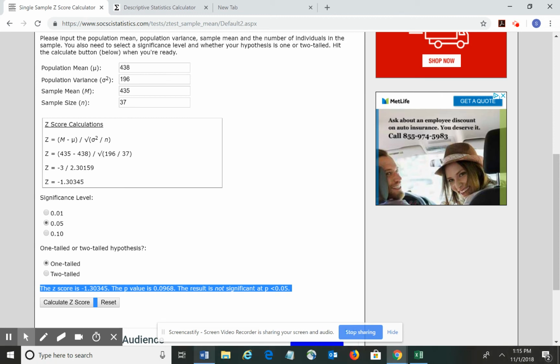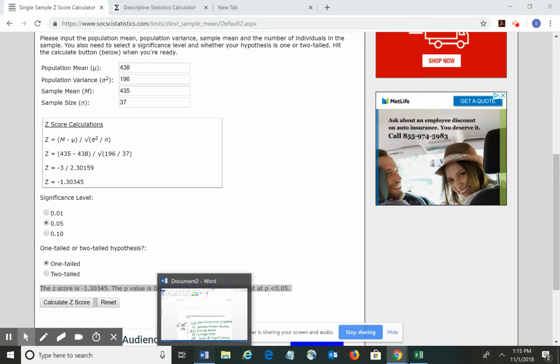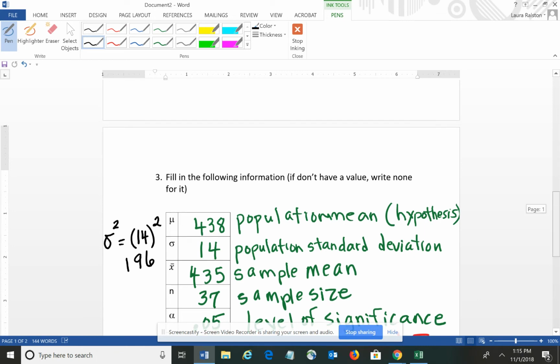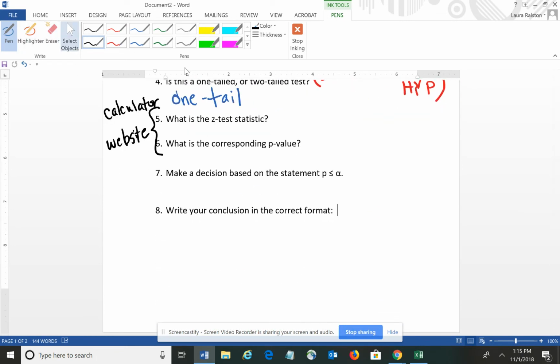The z-test statistic would be negative 1.30345, and the corresponding p-value is 0.0968. Then I need to make a decision about whether to reject the null or fail to reject the null by comparing the p-value to the significance level.